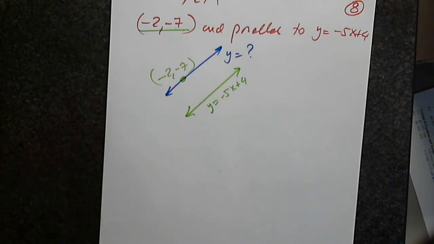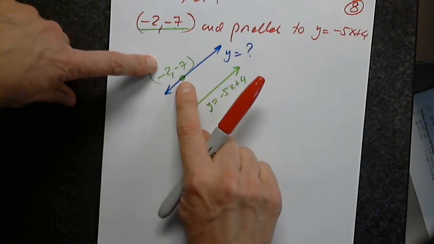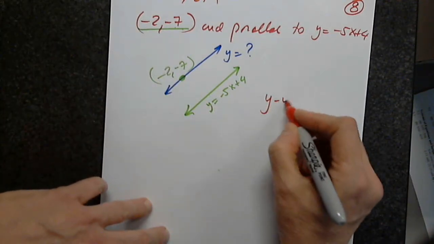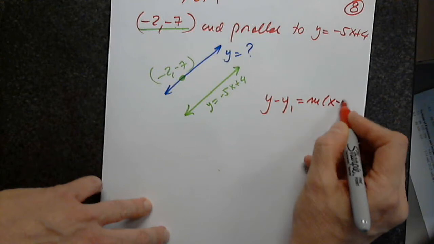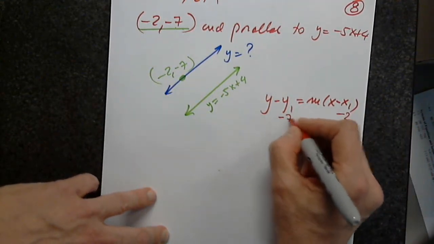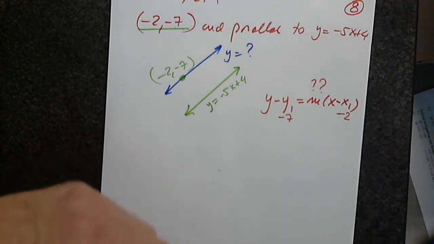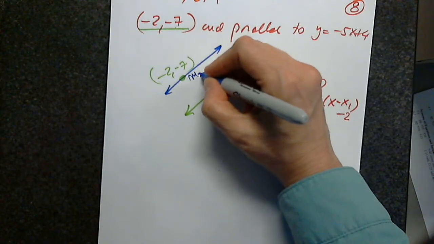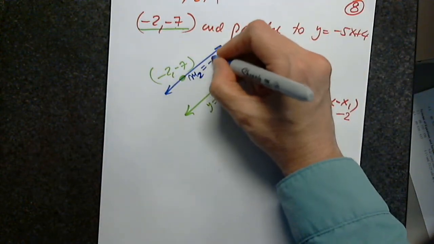Well, I have a point. Is this point the y-intercept? No. So I have to use y minus y1 equals the slope times x minus x1, where I have -2 and -7. But I am missing a very important piece of information, without which I cannot determine the equation of the line: the slope. How do I know that the slope of this line, let's say m2, equals -5?